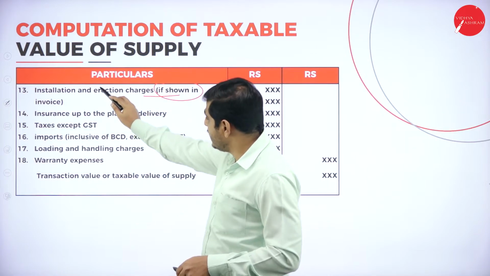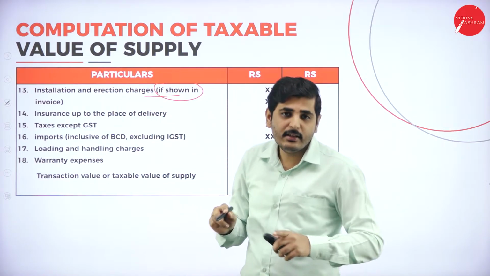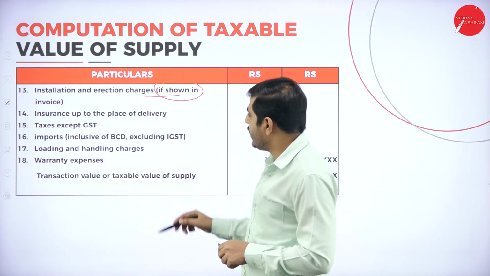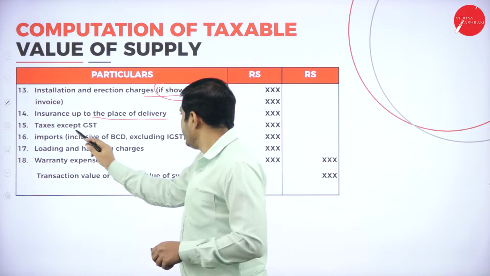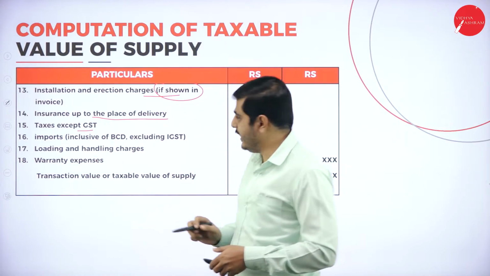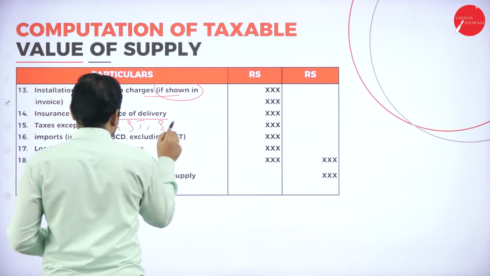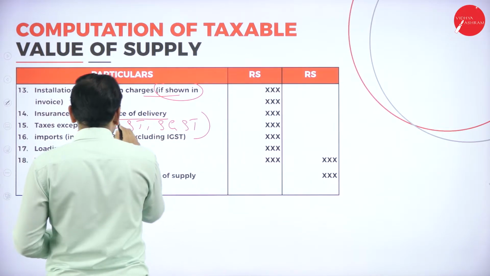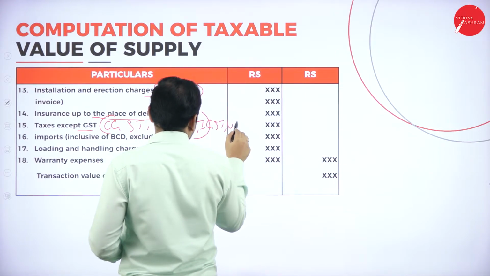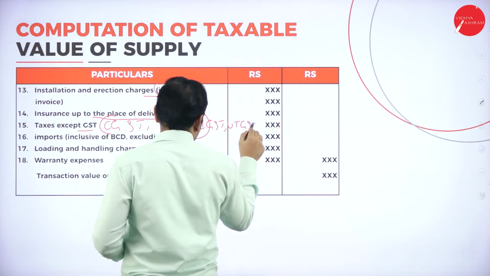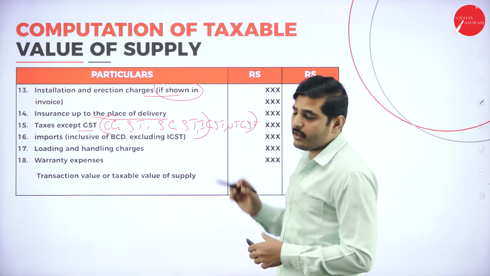So if the installation and erection charges are added in the invoice or billing, then we should take that amount. Next one, insurance up to the place of delivery. Next one, tax except GST: any GST, CGST, SGST, and IGST, UTGST. So if we paid any types of GST, we should not take it for the calculation of value of supply.